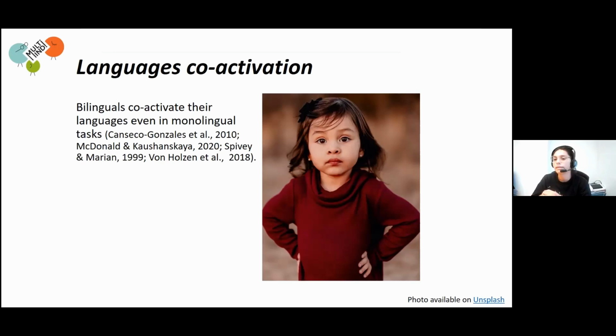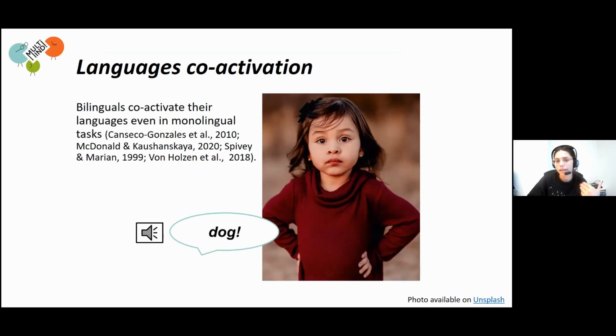For example, let's imagine that we have this bilingual child, this English-Spanish bilingual child, who is hearing some speech in English. For example, she hears "dog". The fact that she co-activates the knowledge that she possesses in Spanish means that upon hearing this word, she will think of "perro", which is the translation for dog.